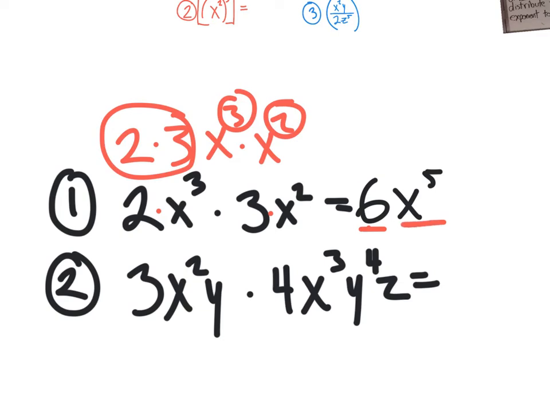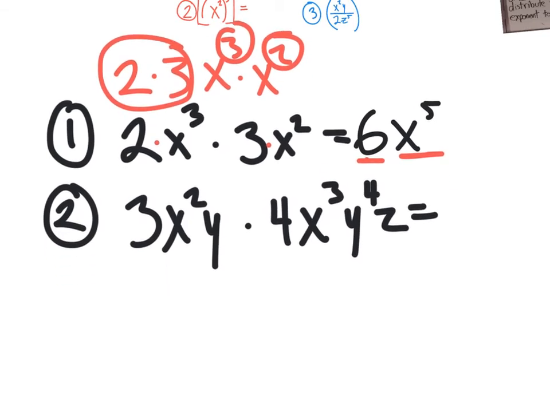Now let's take a look at the second example from Rule 1. The second example, you have 3x squared y times 4x to the third y to the fourth z. So again, you can rearrange everything. You could say, okay, I really have 3 times x squared times y times 4 times x to the third times y to the fourth times z. And you could move things around, and you could put the coefficients first.